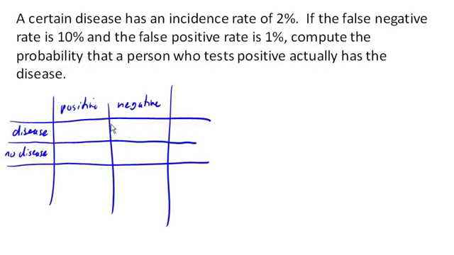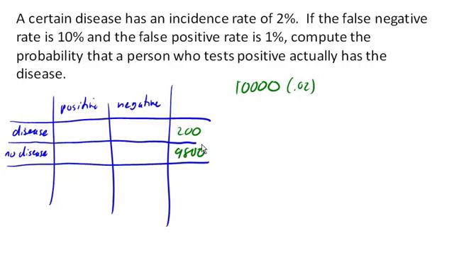So now we have positive, negative, disease, no disease. For simplicity, let's imagine that we have some nice round number of people. Let's go with something pretty big, like 10,000, just to make sure our numbers work out okay. We have a 2% incidence rate, so out of these 10,000 people, 2% of them, or 200, will have the disease. Meanwhile, the other 9,800 will not have the disease.